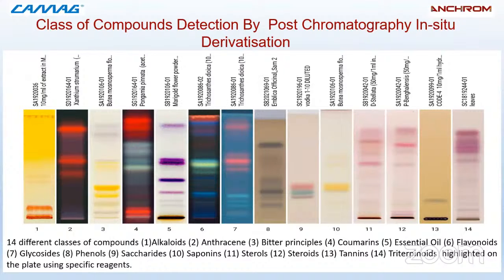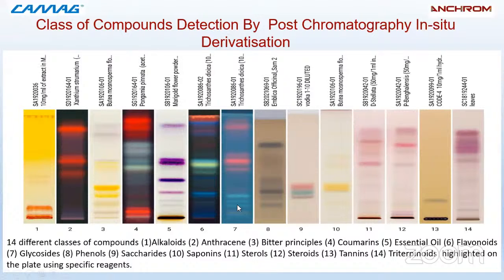This slide represents different classes of compound detection. After derivatization, you are aware that many secondary metabolites are present in different herbal samples, for example alkaloids, anthracenes, bitter principles. We can go for their identification by using this derivatization technique. We have set methods, set mobile phases and set derivatizing reagents which you can use for the analysis of these compounds in your sample.